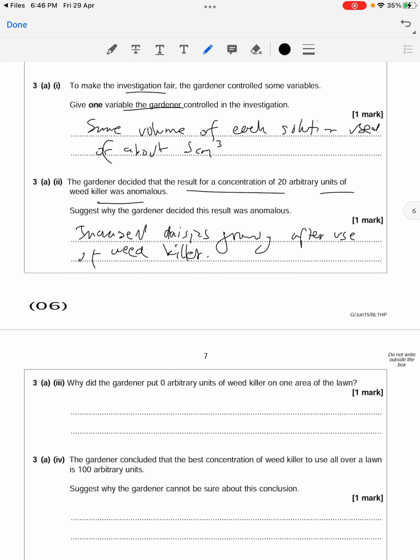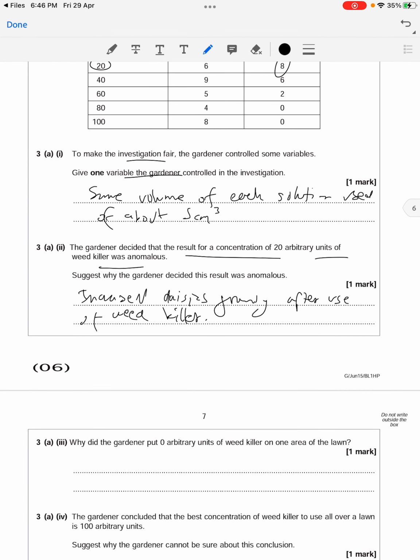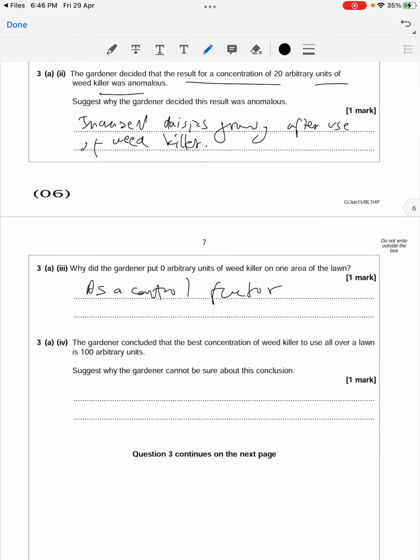Right. So why did the gardener put 0 arbitrary units of weed killer in one area of land? So this could be used as a control factor, mainly as a control factor. That's what I'm going to say, a control factor, or it could be used to compare it to other areas. As a control factor, or he wants to check other factors that are not affecting the results. That in this case is the daisies.